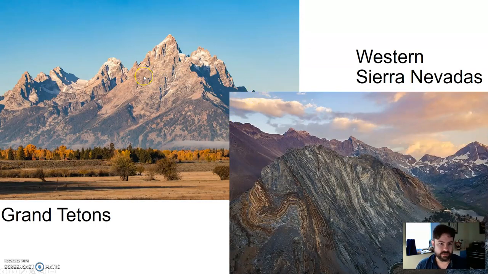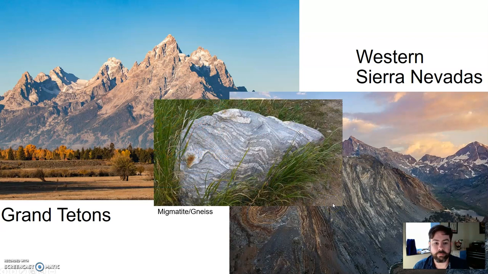You see the Grand Tetons, metamorphic rocks. You see the western Sierra Nevadas, with this kind of migmatite texture. These are whole mountains made of migmatite or gneiss, higher grade metamorphism. So regional is, again, associated with higher grade metamorphism.